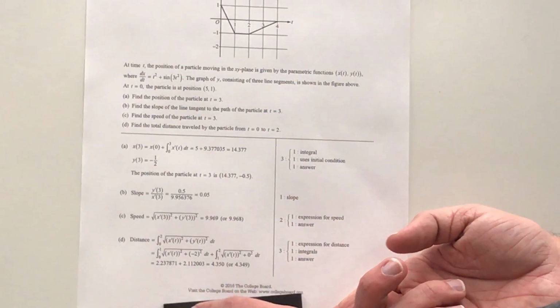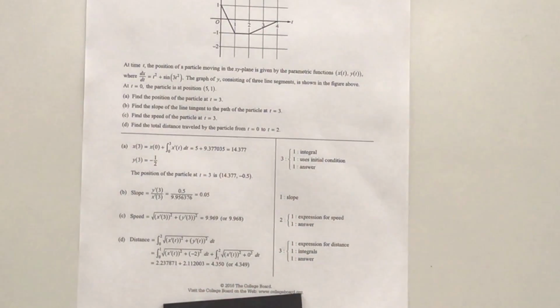As before, we've got a particle moving parametrically. We're given dx/dt like we've been given several times so far. But now we're given the graph of y, and notice that's not dy/dt, that's the graph of y. That's telling you positions, and it says when t equals 0, the particle is at position (5, 1).